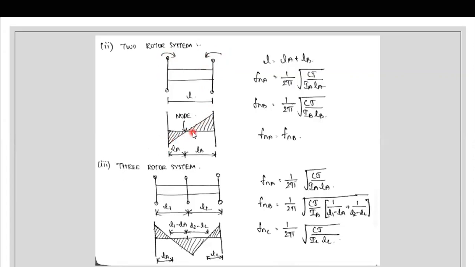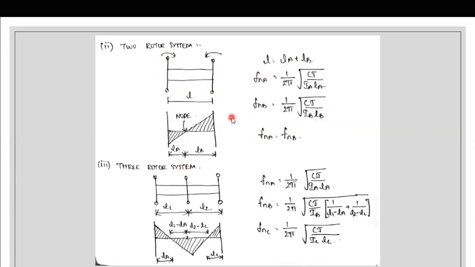Then only the shaft will be twisting up, and we will be getting a point node. So the length of the shaft is L. So L is represented as LA plus LB. That is, we will be getting from this diagram LA. This point will be node where vibration will be 0. So total length of the equivalent shaft will be LA plus LB. We will be having a set of formulas.